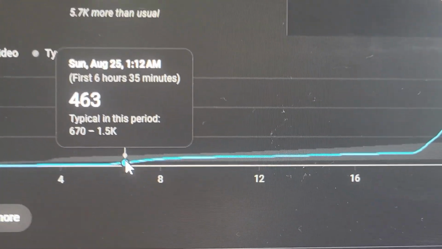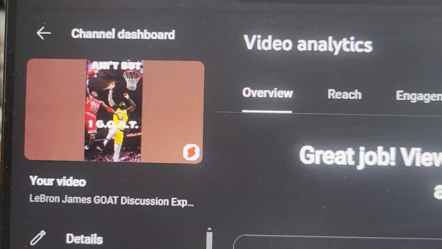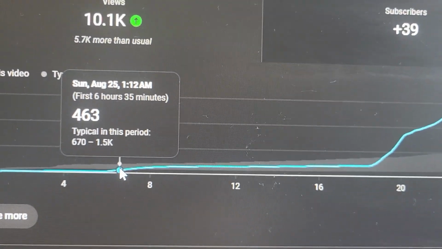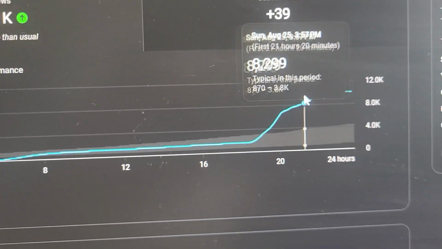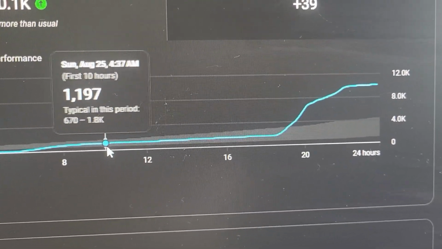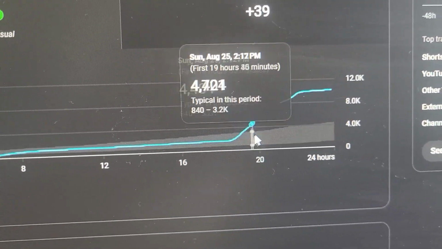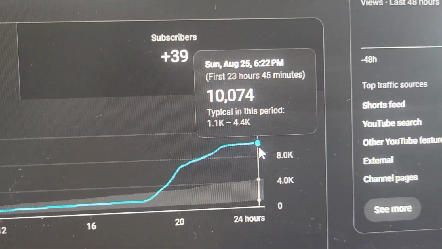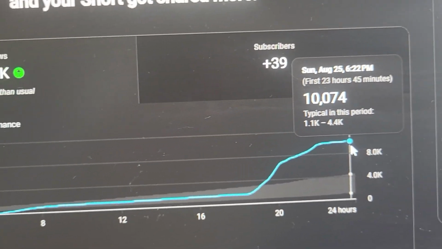Right around the 8-hour period, I actually changed that to this. I changed the title. And as you can see, from 8 hours up, it just started to take off. Take note here of the times. As you can see, the time was 4 a.m. And it's starting to take off. And so now it's right around 10,000, a little over 10,000 views.